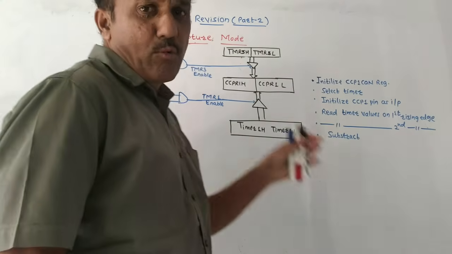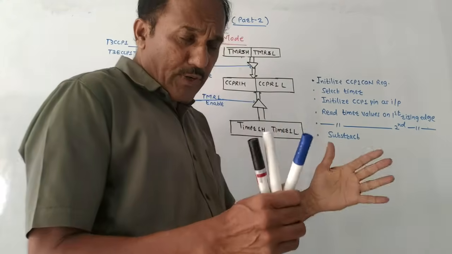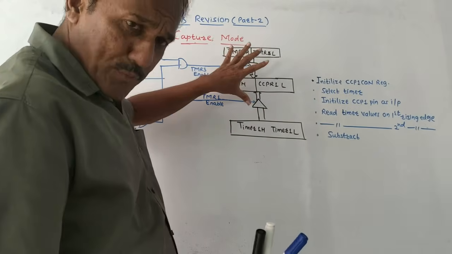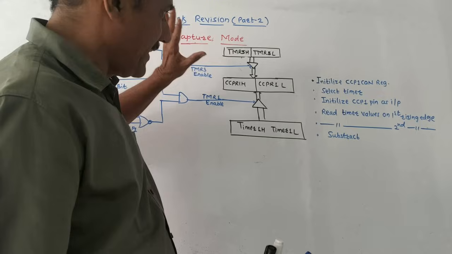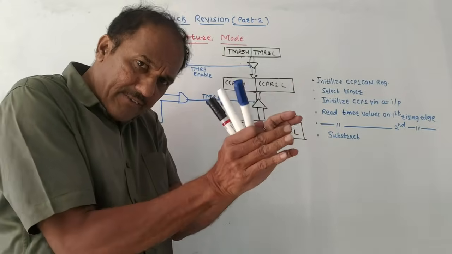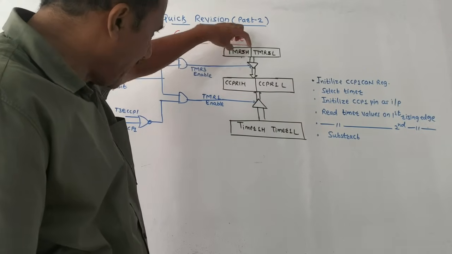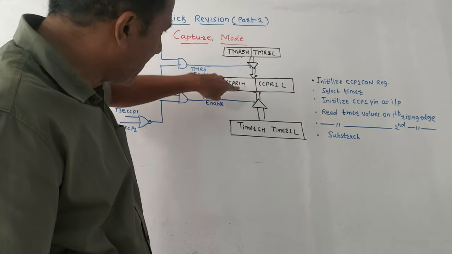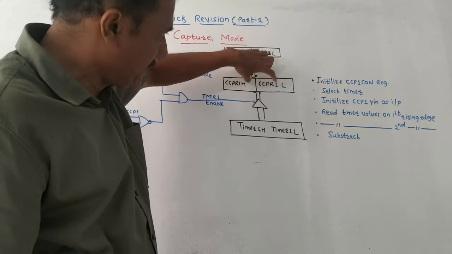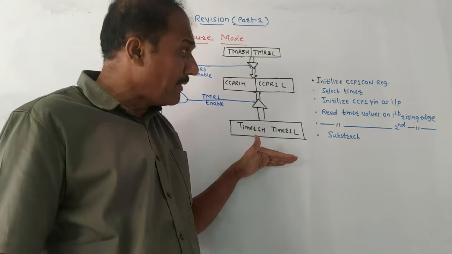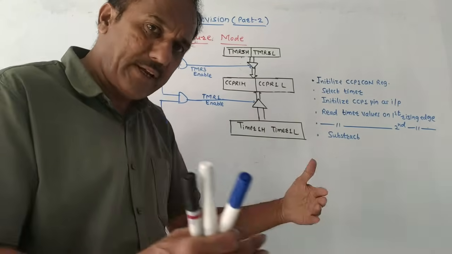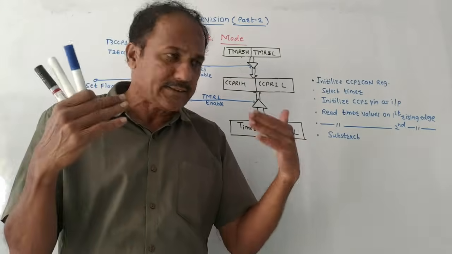Next is capture mode. As the name indicates, we can capture a particular event. We have an option, we can use timer 1 and timer 3. It is almost similar to the compare mode, but in this case, an event will be captured and the values will be transferred. That captured event will be transferred to CCPR1H and CCPR1L, that is totally 16 bit register. But do remember the basic thing. In this case, we are using CCP1 as an input pin. In case of compare mode, we were using it as an output pin.